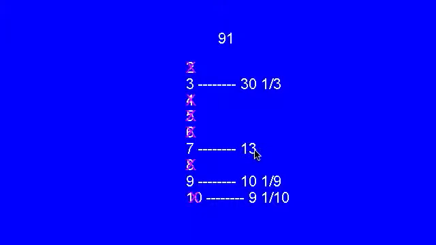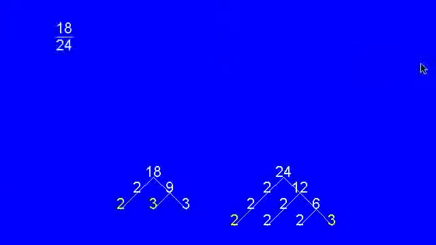Okay, and lo and behold, it does divide into 91 evenly, 13 times. So 91 is composite. 7 times 13 is 91. So the moral of the story is that you shouldn't go by looks. You do have to check by this process.